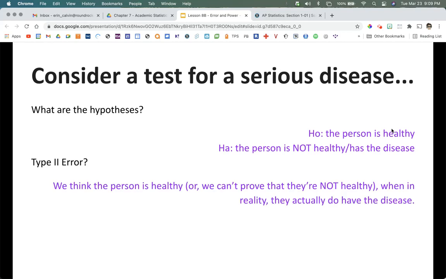So we think the person is healthy, or we can't prove that they're not healthy, but in reality they do have the disease. They are not healthy. Consequence of that, all right, they don't get treatment for a disease that they have. We thought they were okay, but they actually are sick.